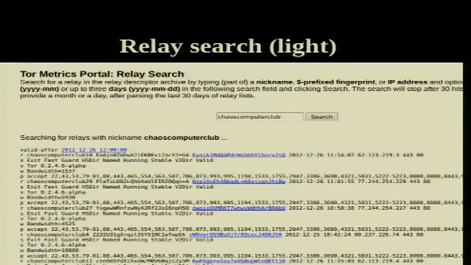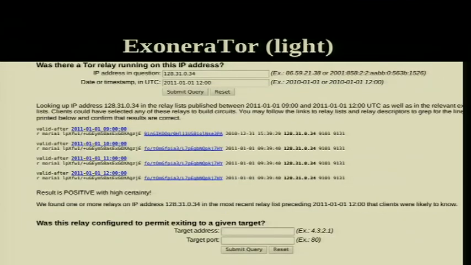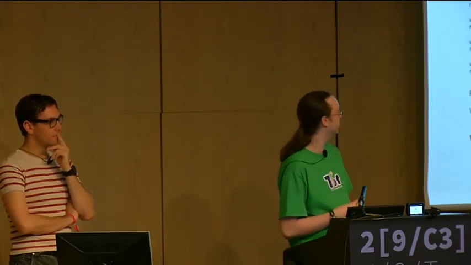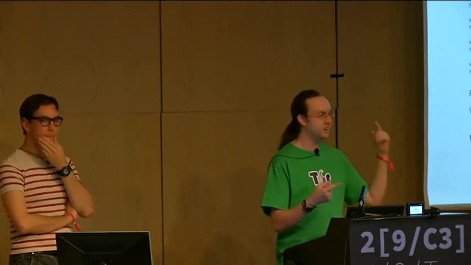And then another piece of the metrics portal is relay search. You can show up and for example, if you're running a relay, now you can learn about what it looks like in the consensus and when it last published and stuff like that. Another nice feature is called the exonerator. The idea is it has a big historical database about every IP address and port that was a Tor relay over time. And if you saw a connection from somewhere and you want to know, was that Tor back on January 1 of 2011, then you can look it up on here and it will go through the consensus documents and say, yes, I found a relay with that IP address, and yes, here's the timestamp.